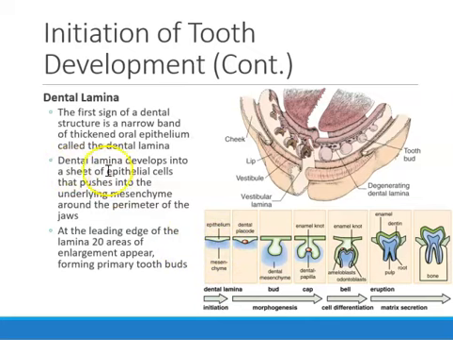It's basically a sheet of epithelial cells, and then it's going to dip into the mesenchymal area. When it dips in here, this part over here is known as the dental lamina. When the sheet dips in and makes that, it's the dental lamina. And then that dental lamina will eventually give rise to a tooth. So a tooth will come out of it.